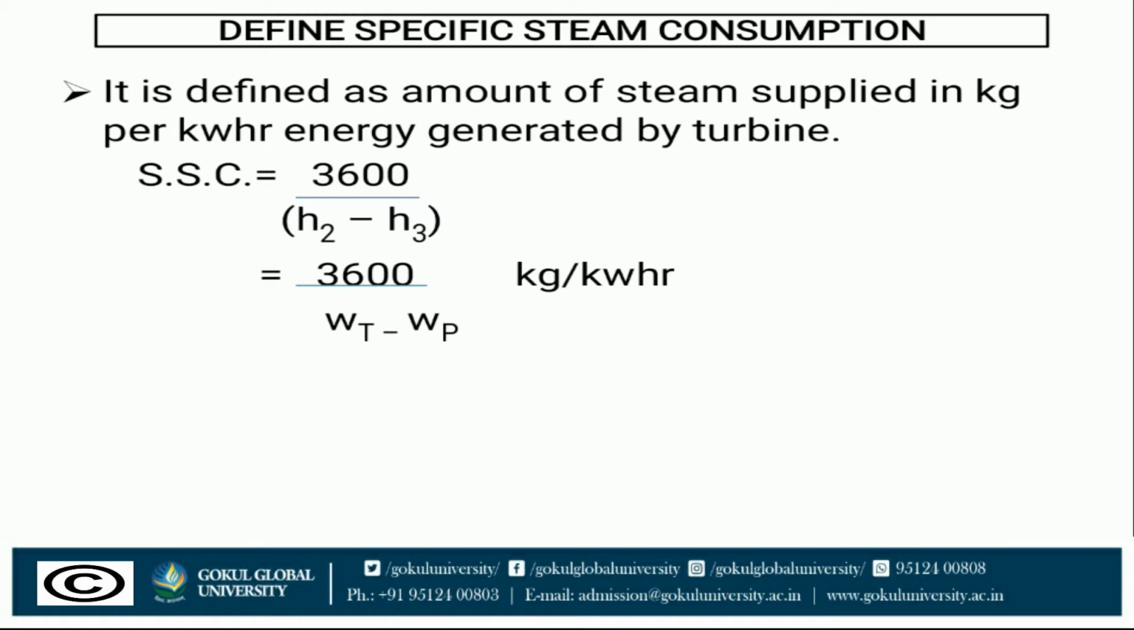Now define the specific steam consumption. It is also called steam rate. It is defined as the amount of steam supplied in kg per kilowatt hour of energy generated by the turbine. SSC, meaning specific steam consumption, is equal to 3600 divided by (H2 minus H3), which is equal to 3600 divided by (Wt minus Wp) kg per kilowatt hour.